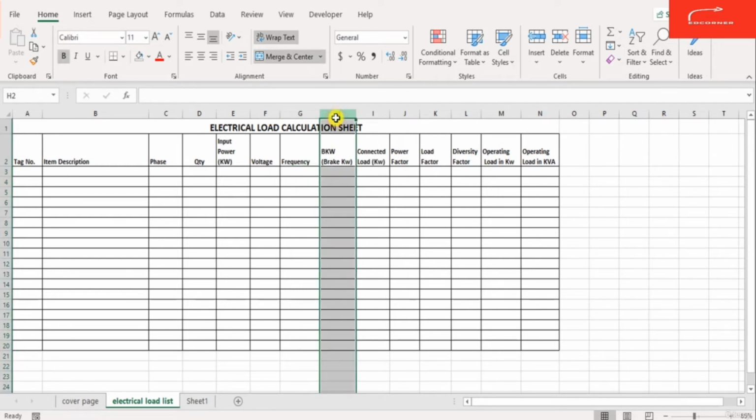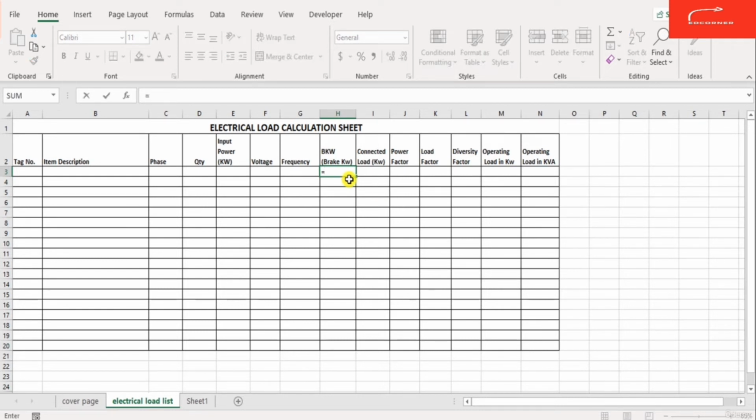Next is the break load. Break load is always the multiplication of input power and the quantity. For example, I will mention the formula like this. Break load is equal to input power multiplied by quantity. So the break load will automatically come.